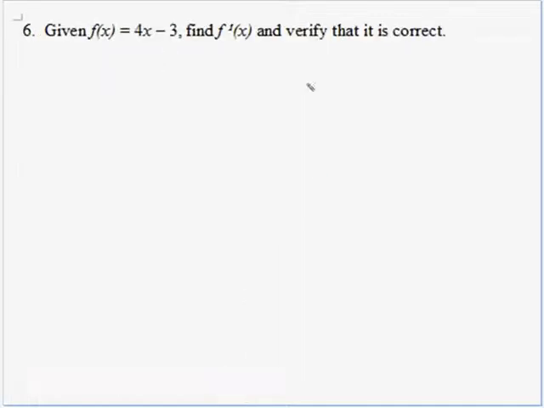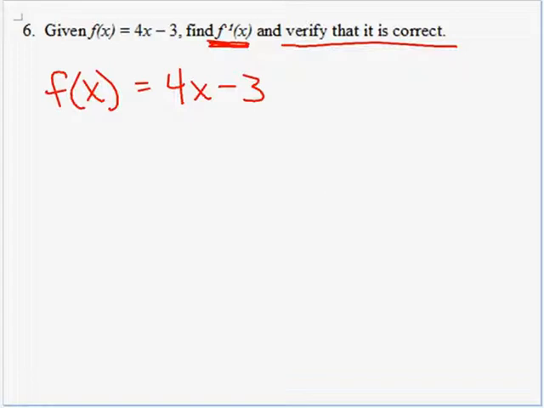All right, number 6, time for some inverses. There is supposed to be an inverse right there. So given f of x is equal to 4x minus 3, first find its inverse and then verify that the inverse is correct. All right, 4 steps.